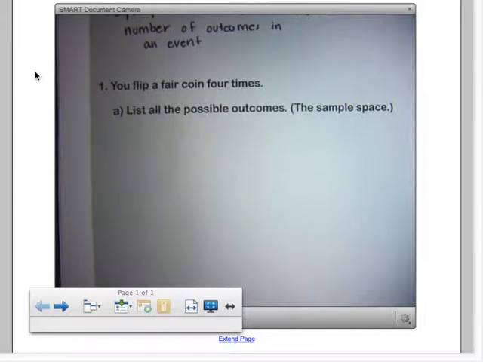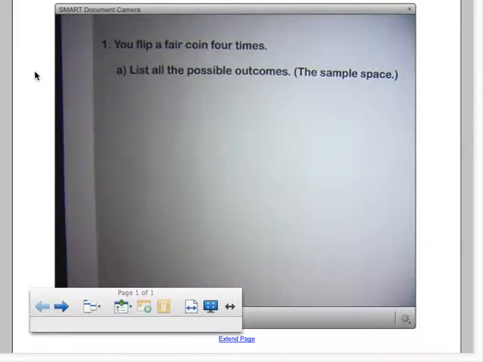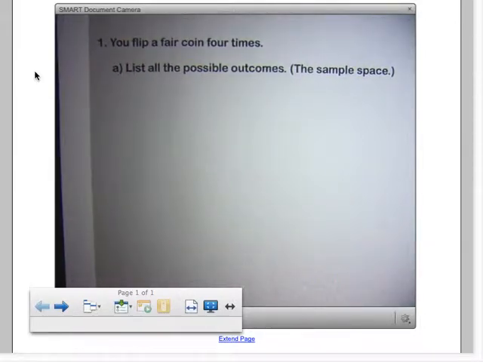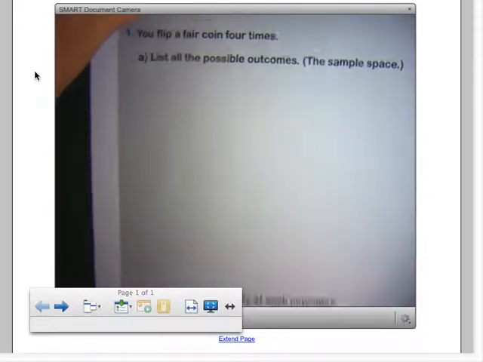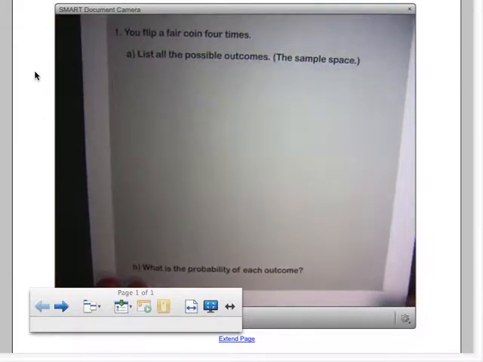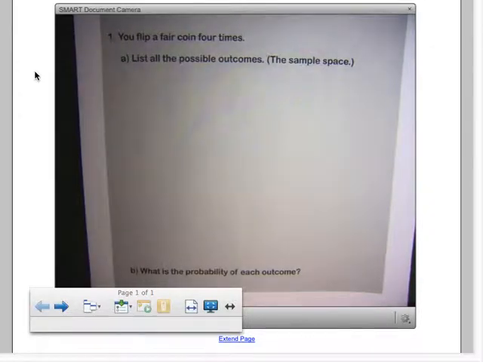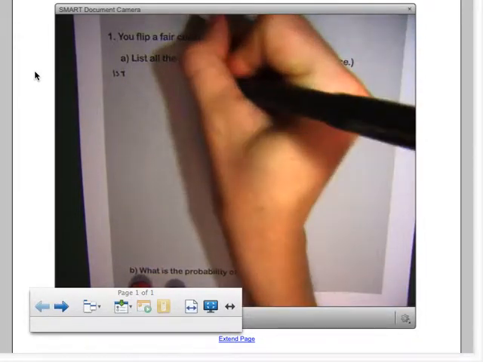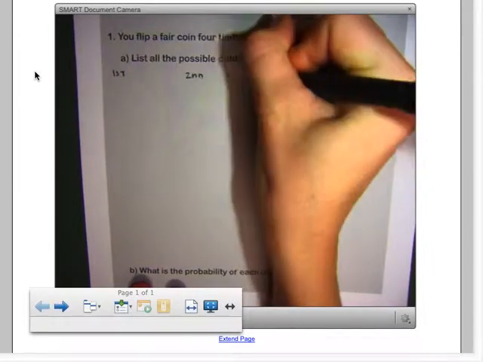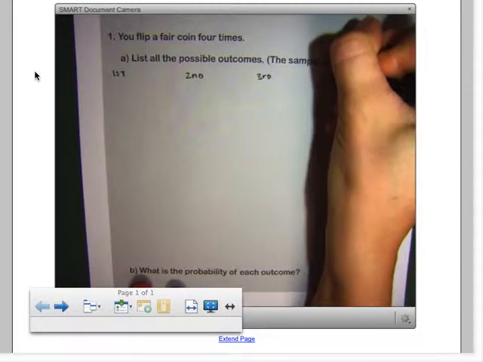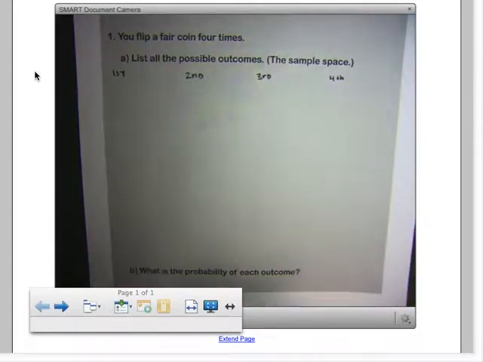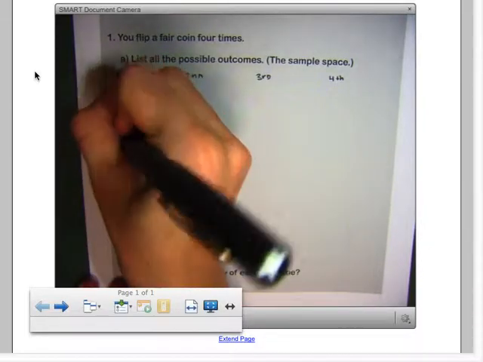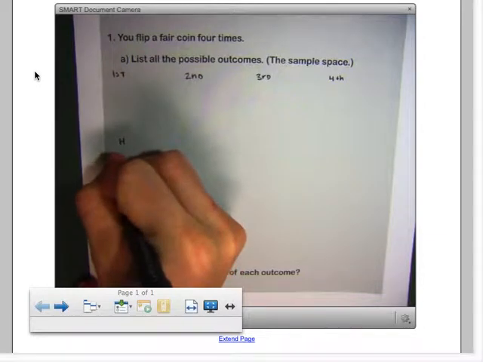So if you go down to this example here, you flip a fair coin 4 times. You want to list all of the possible outcomes. So when you list all possible outcomes, that's also just called the sample space. So we have 4 flips. So I'm at the top, I'm just going to write first, and then second, third, fourth. Okay, so on the first flip, we have 2 options. We can either get a head or we can get a tail.